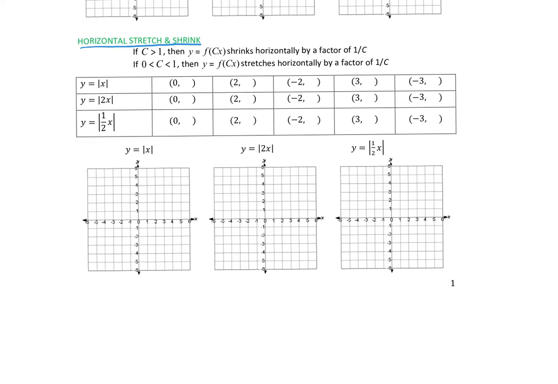And that's exactly what's going to happen with our horizontal stretch and shrink. It's going to do the opposite. When we think it should be getting bigger, it's actually going to get smaller. And when we think it's going to get smaller, it actually gets bigger.